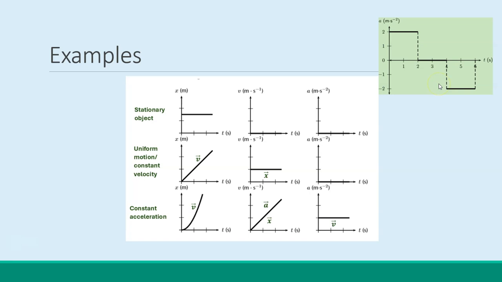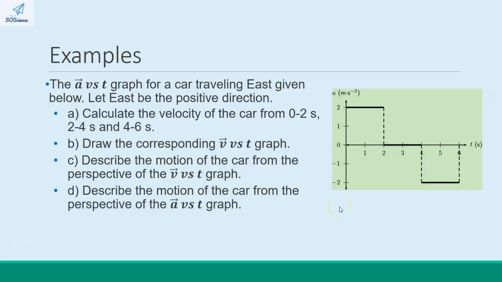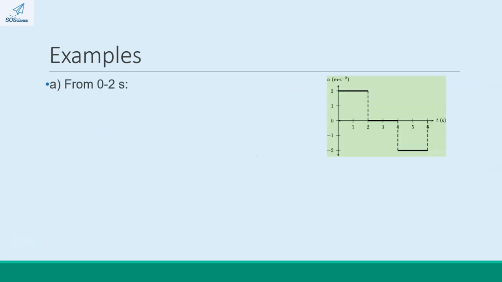Now, this might seem a little bit confusing, especially because we need to describe the motion of the graph. So we need to make sense of what is actually happening during the motion. But let's start off by answering the first question. So first, we need to calculate the velocity of the car at the different time intervals. So let's start off by calculating the area under the acceleration time graph, and that will give us the velocity.